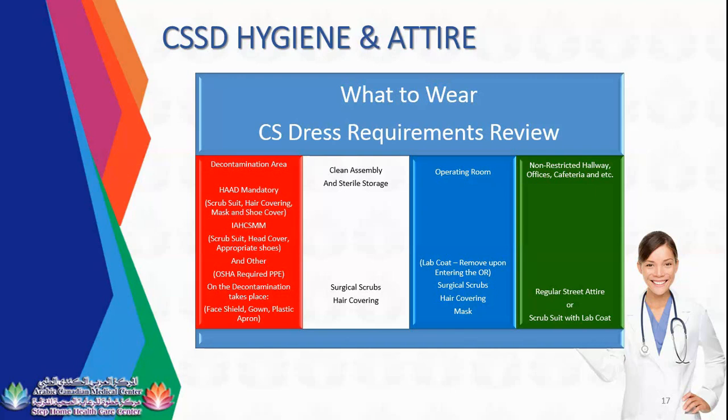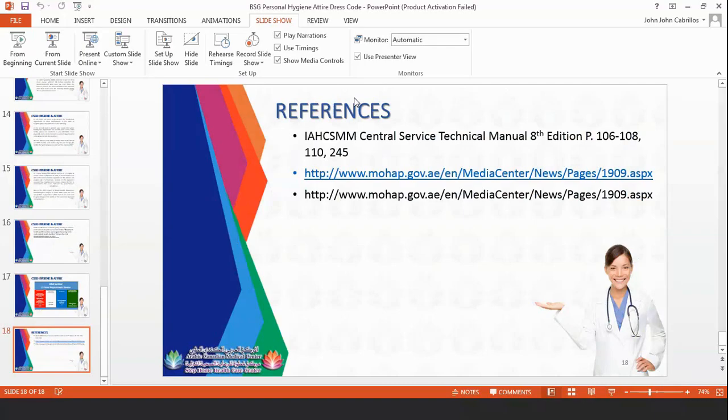If you are going to the operating room because you are sending instruments, you need to put on a lab coat. Upon entering the OR department, you need to remove your lab coat and wear surgical scrubs, just a mask and hair covering. For the hallway, cafeteria, and offices, you need to wear a scrub suit with a lab coat or street attire. So we will proceed to the next topic.